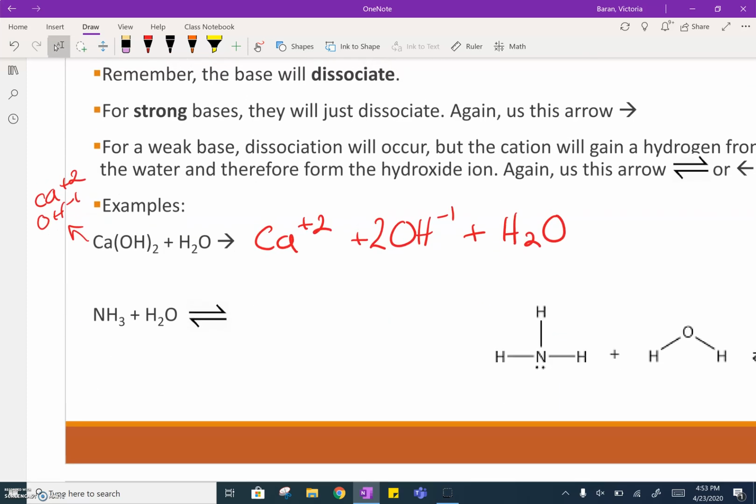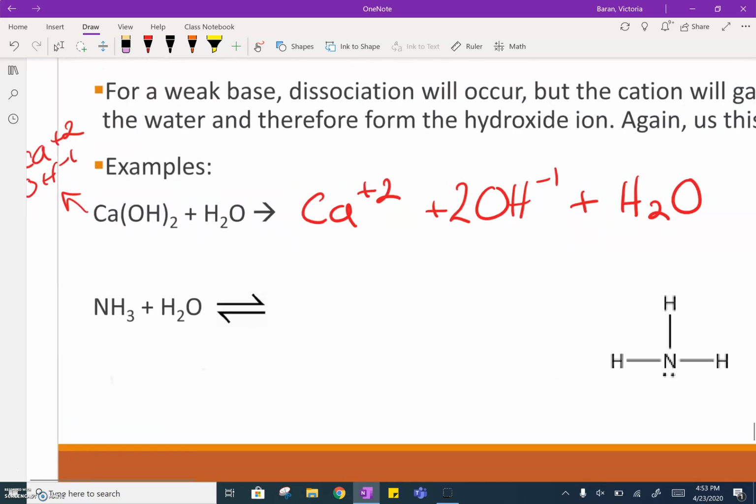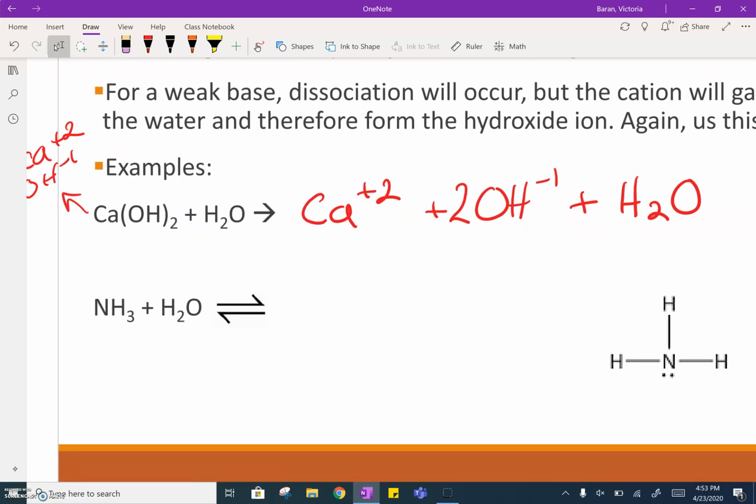Now let's go over an example when we have a weak base. So NH3, that's an example of a weak base. Now notice we don't see OH. You're like, well, OH is what makes something a base. So we have to figure out, well, where are we going to get this OH from? So in this situation, the water, one of the hydrogens from the water, will actually become a part of the weak base.